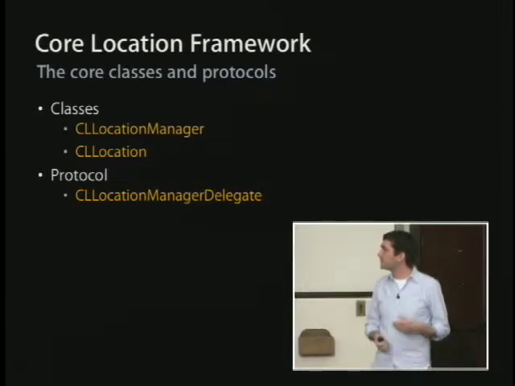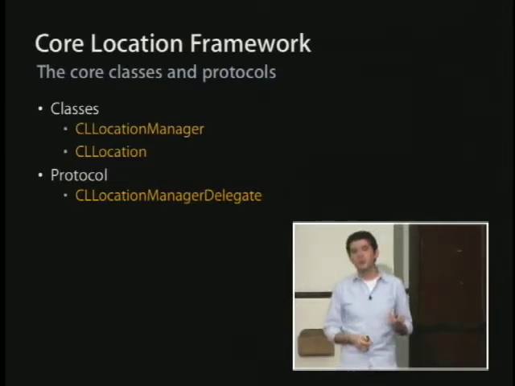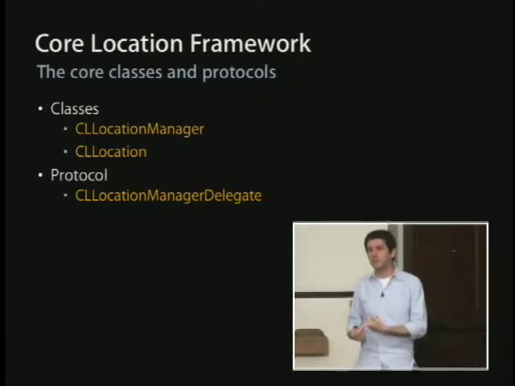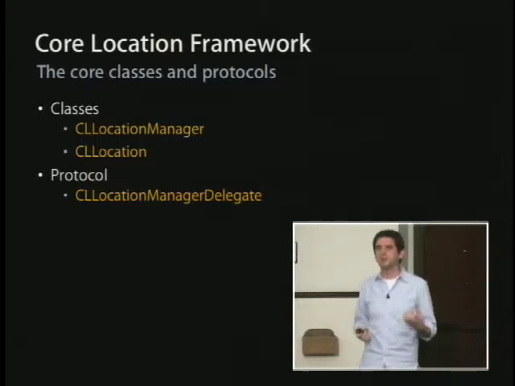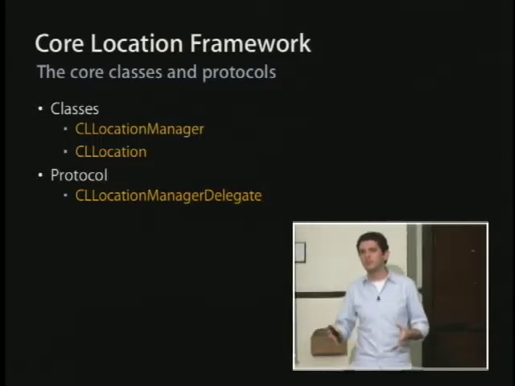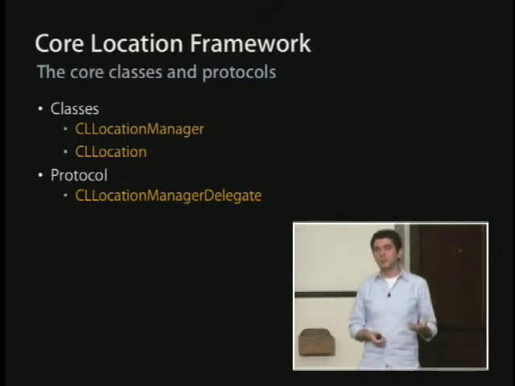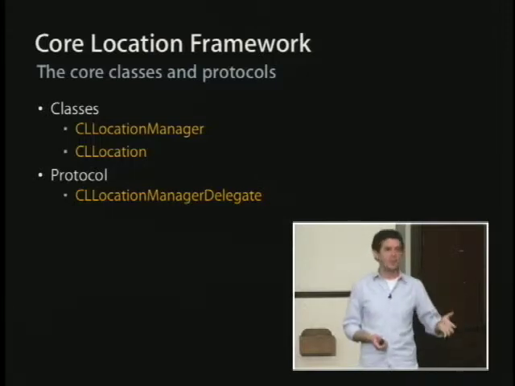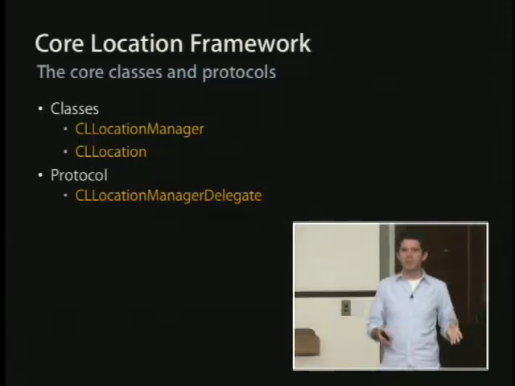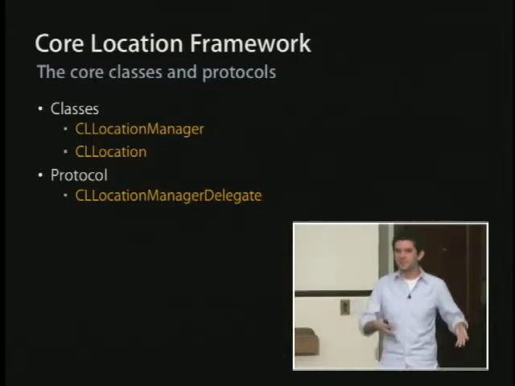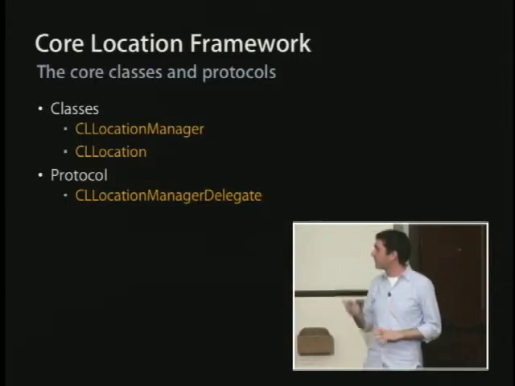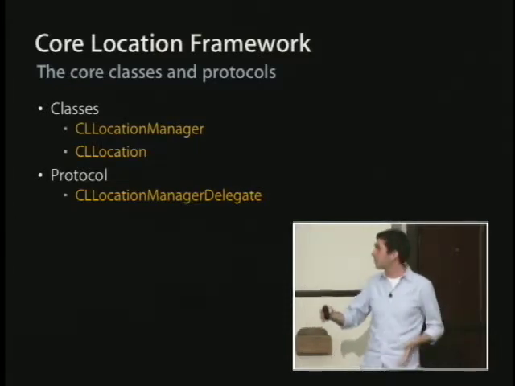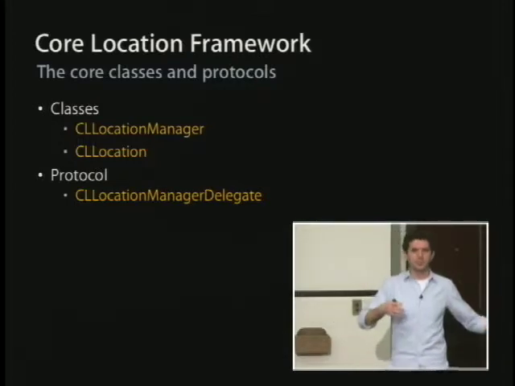So Core Location defines two classes and one protocol that are used to figure out where the user is. The first class is CLLocationManager, and this is basically the main entry point. It's the object that's going to be your interface to all of Core Location. The other class is CLLocation, which defines a particular location, a discrete instance of where the user is at a particular time, at a particular latitude and longitude, as accurately as it could figure out for that time. And then the delegate protocol, CLLocationManagerDelegate, is the way that you interact with the CLLocationManager, and it's the way that you're going to get these CLLocations from it.